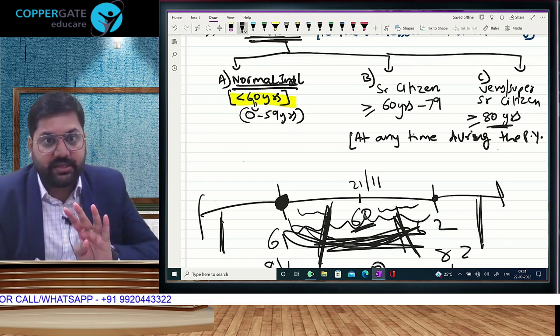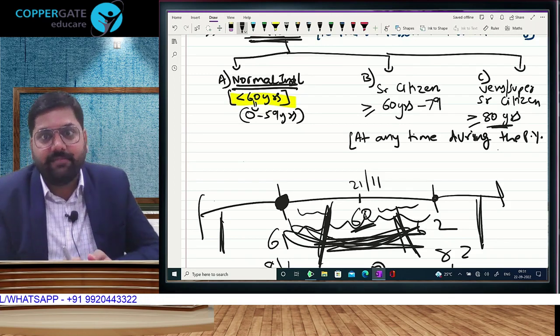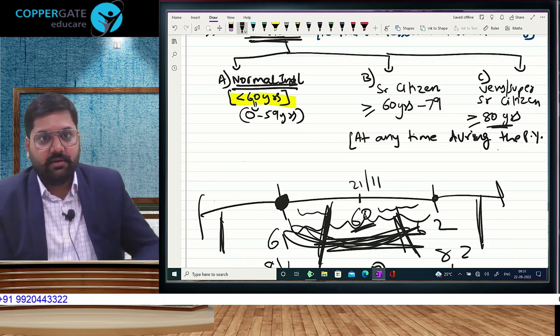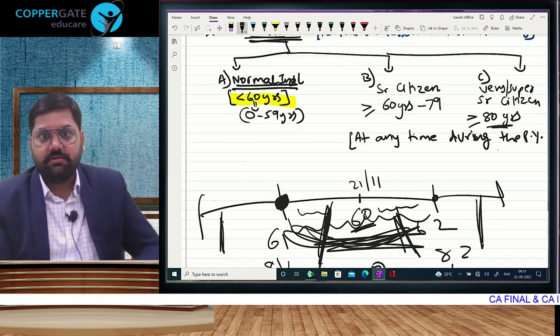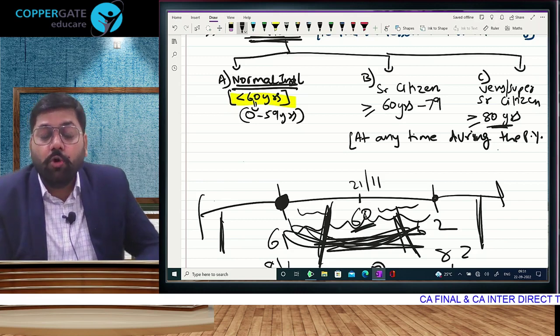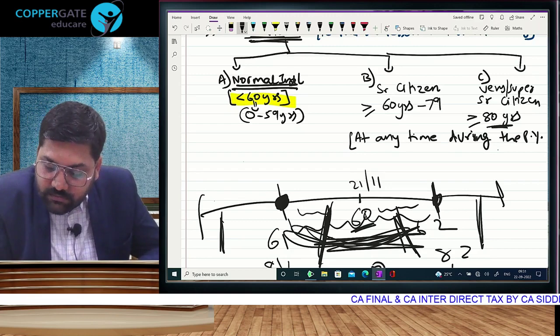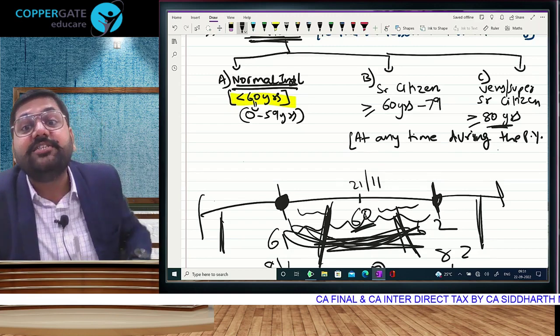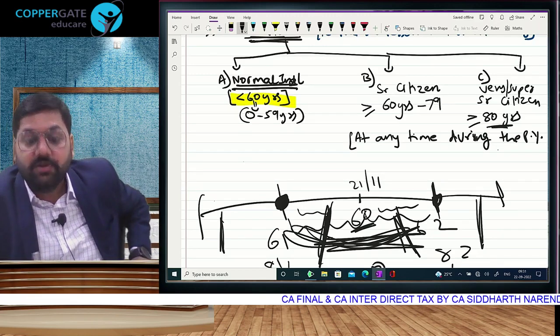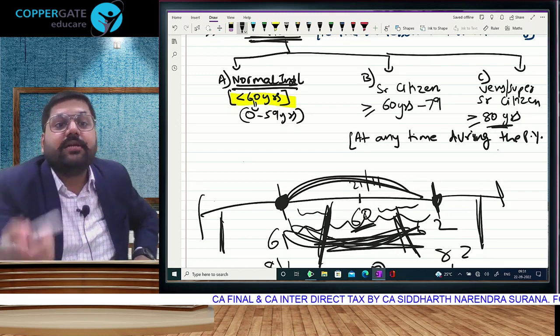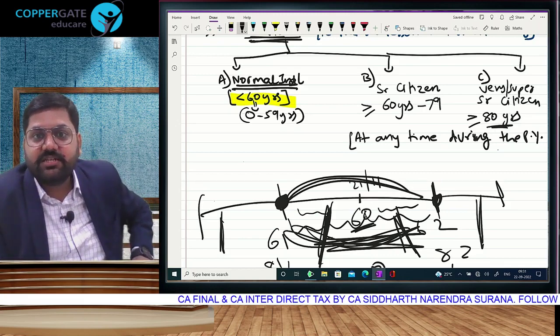If you become 60 or you become 80 at any time during the year, you become 60 on 1st April, 10th May, 20th July, Rishabh on 21st November, someone else in December, you become 60 years, friends, on 31st March. That means your birthday is 31st March. Full year you were 59. On the last day you touch 60.